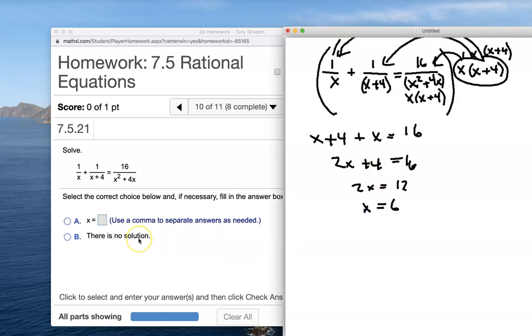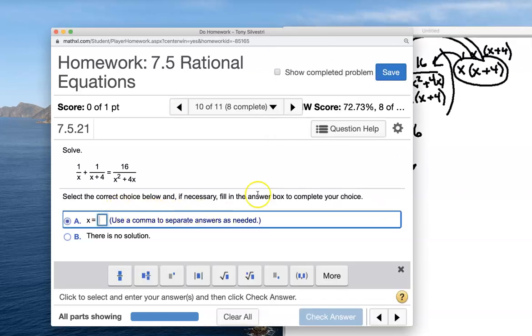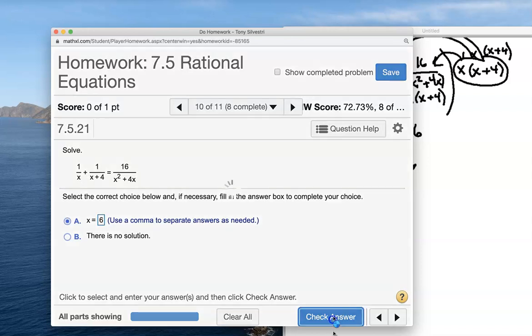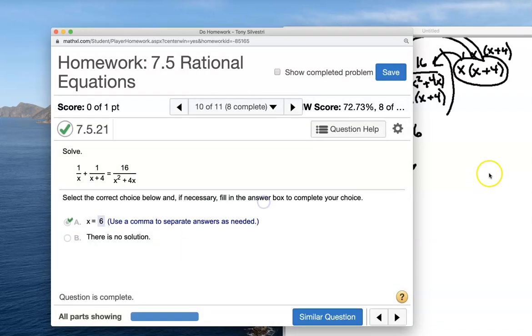Geez, I'm not getting a no solution. I wanted a no solution. Well, okay. Maybe you won't get one either. I'm going to put in 6 and then check answer. Okay, fantastic.